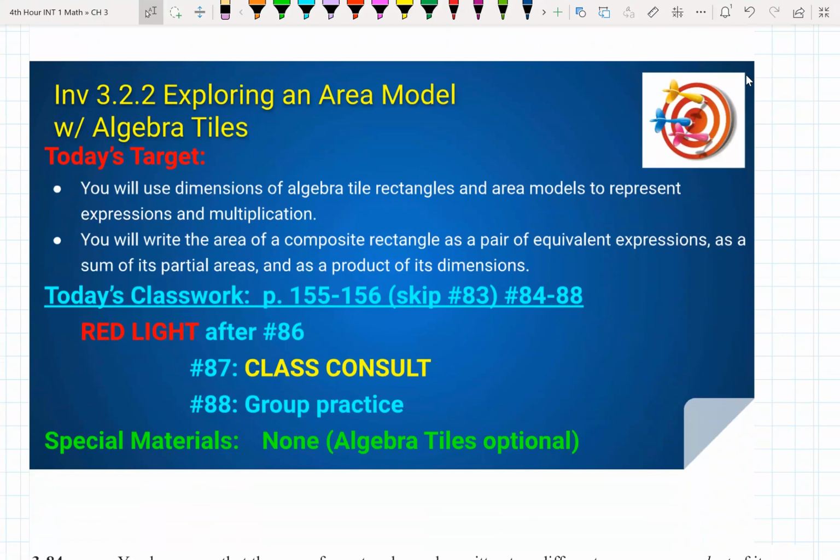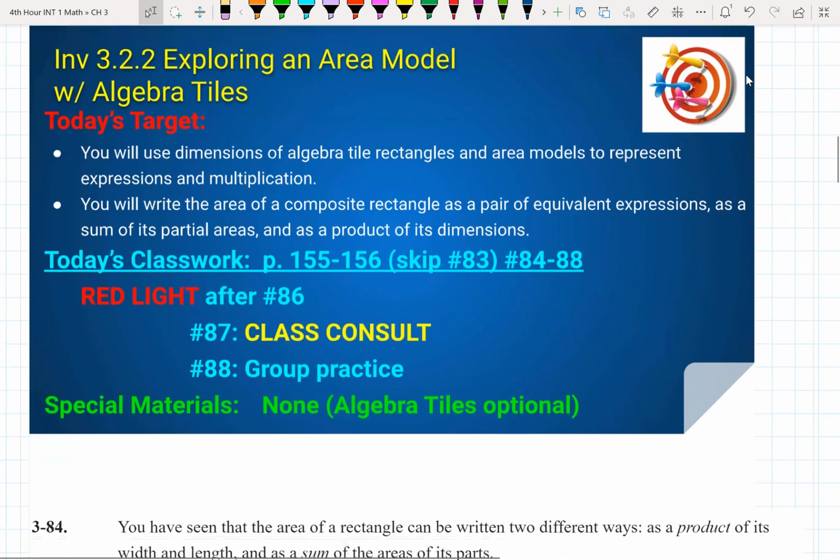Today's target is to essentially create these area models and write them as a sum of their parts, as well as the product of their dimensions. We'll be in your textbook today on page 155, and we'll do exercises 84 to 88. We'll do some stopping of this video so you can write down some work and responses, and we'll also do some modeling.